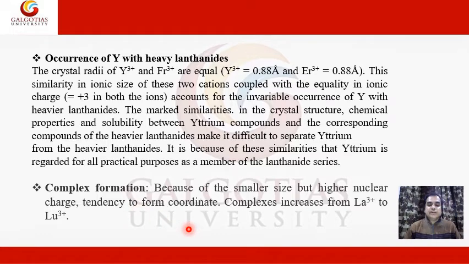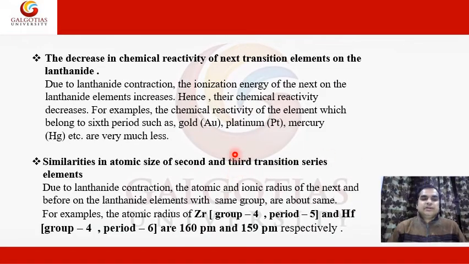Because of smaller size but higher nuclear charge, the tendency to form coordinate bonds is maximum in the case of lanthanides. So they form complexes, and the stability of complexes increases from lanthanum 3 plus to lutetium 3 plus due to the lanthanide contraction. Now, what is another consequence?